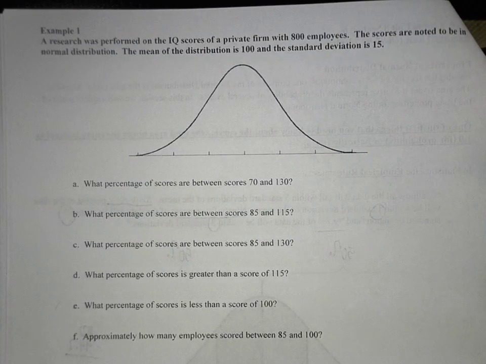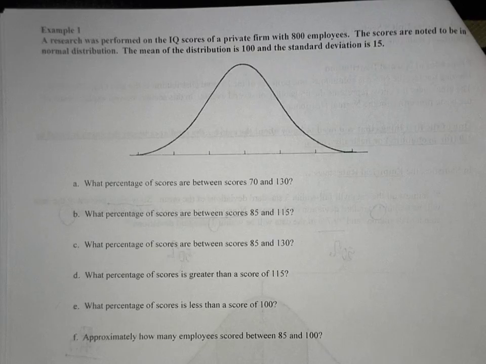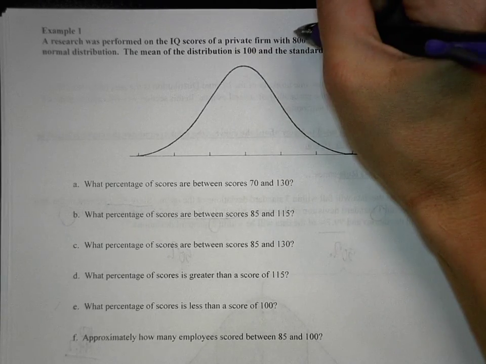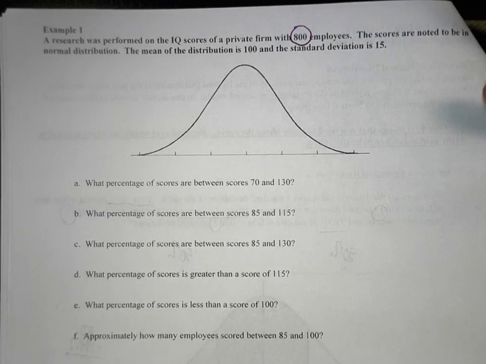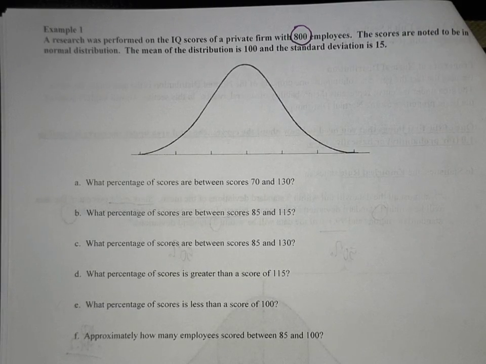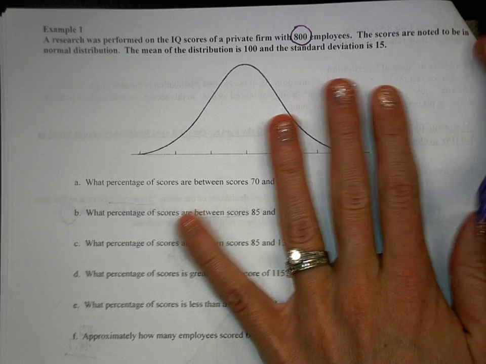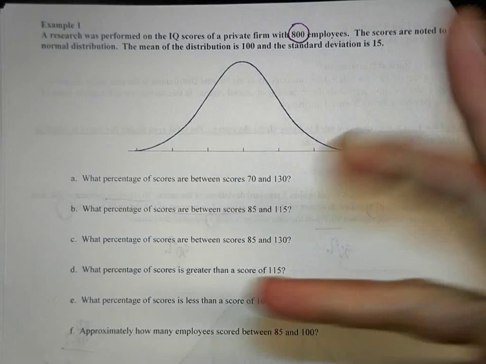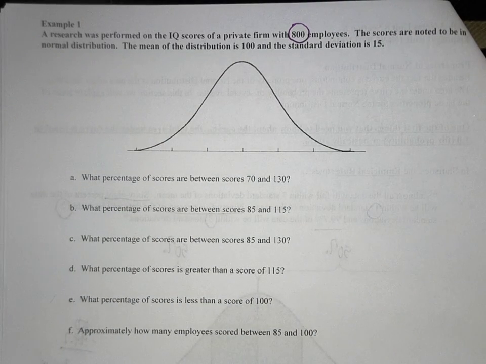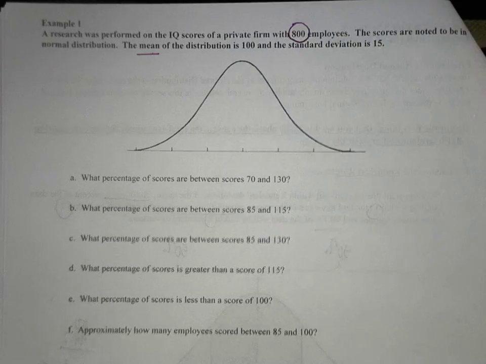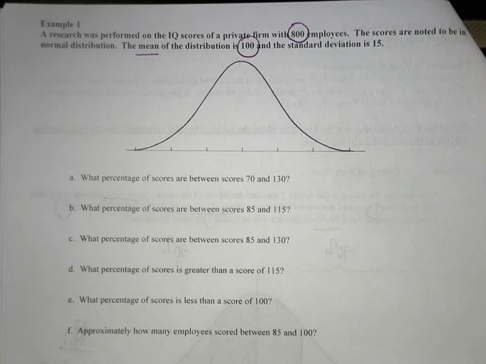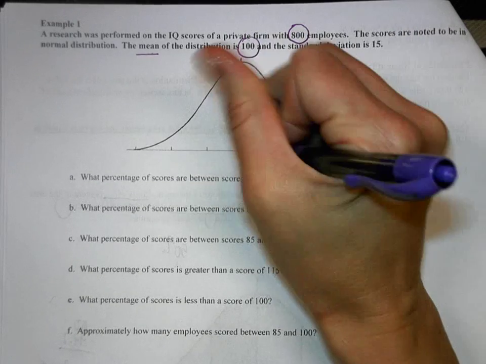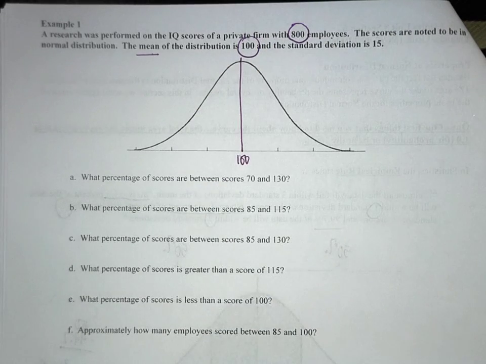Okay, example 1. A research was performed on the IQ scores of a private firm with 800 employees. It's important to know how many pieces of data are within what you're finding. Okay, so there's 800 pieces of data here. It says the scores are noted to be in normal distribution, so they're telling us the scores will fit within our normal distribution curve. They told us that the mean is 100. So when they tell us that the mean is 100, it is saying that if you cut this down here, the mean right here, the average score is 100.